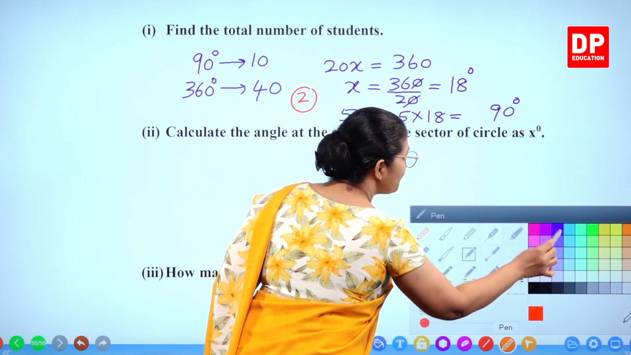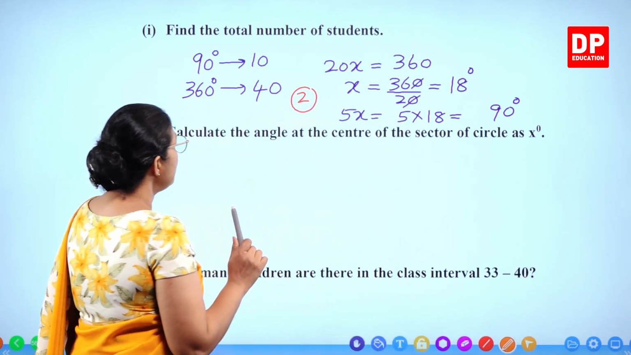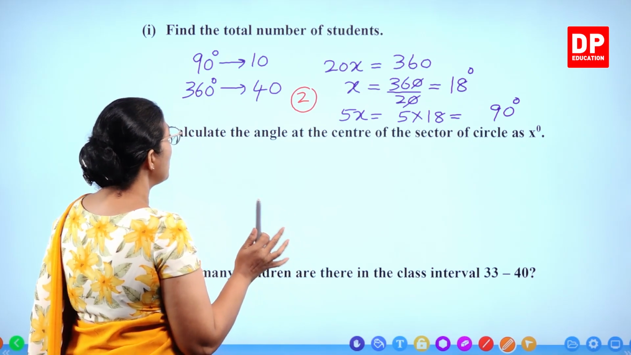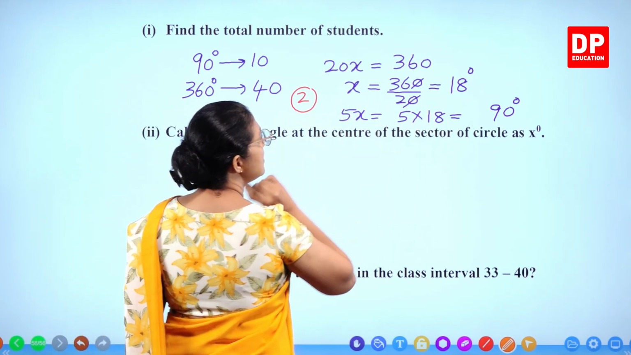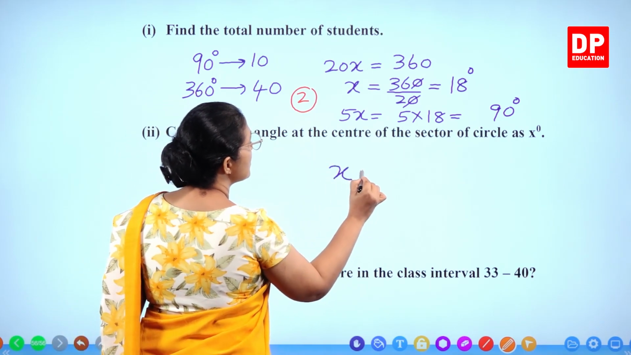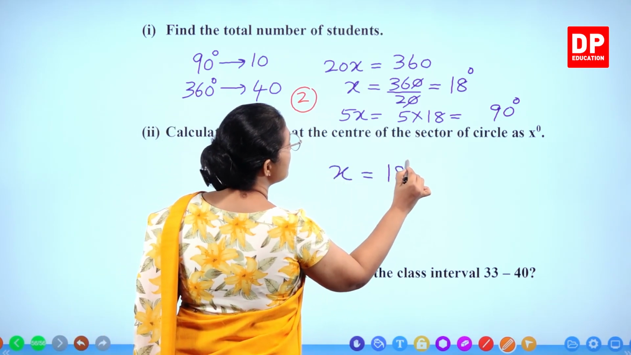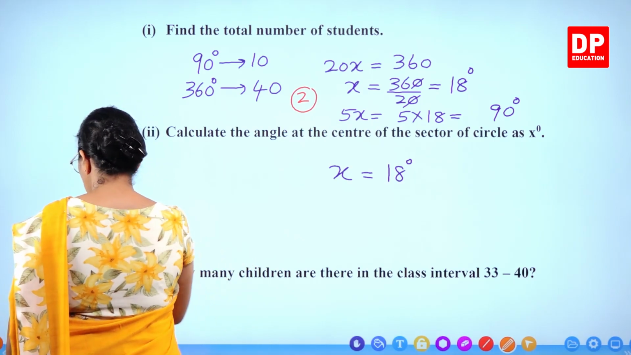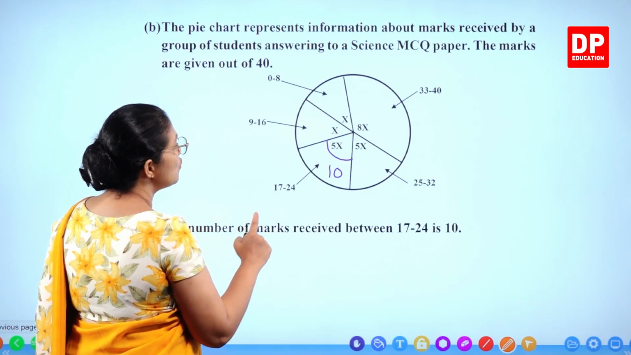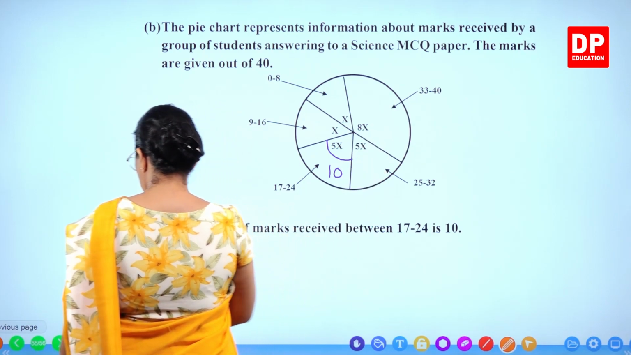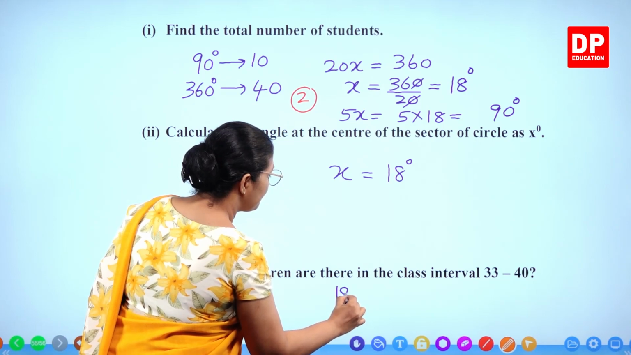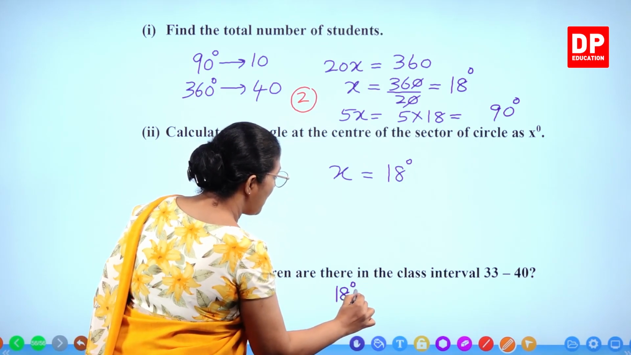Next one. Calculate the angle at the center of the sector of the circle as x. We already found what x is. 18 degrees. So x equals 18 degrees. And the last part, how many children are there in the class interval 33 to 40? So 33 to 40 is 8x. So let's see. X is 18 degrees, multiplied by 8.